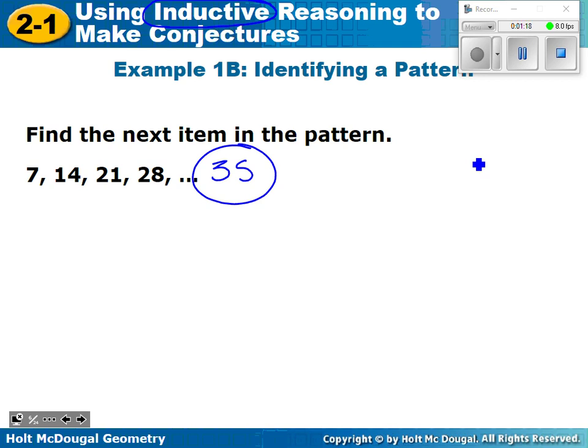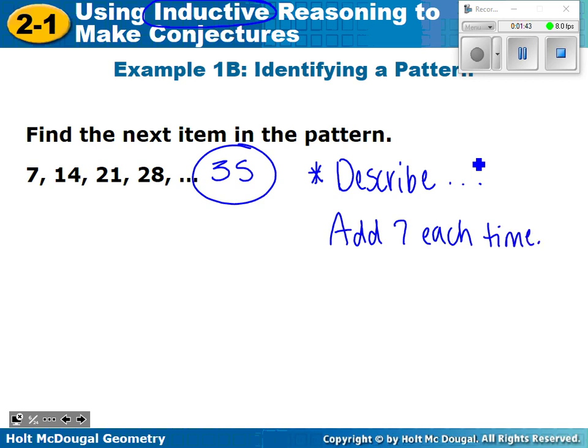Most students can come up with the next number, but it's the next part that they may ask you on the homework to do, and that is to describe the pattern. This question doesn't say that, but your homework will say that on a lot of problems. Okay, so to describe, Edwin said, add 7 each time. Okay, and that would work. That would give us the next number each time. Or you could also say this is multiples of 7. So that's another way you could write it, multiples of 7.